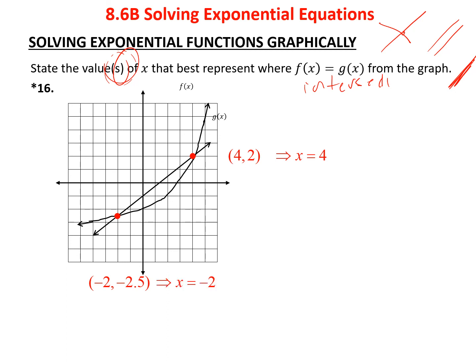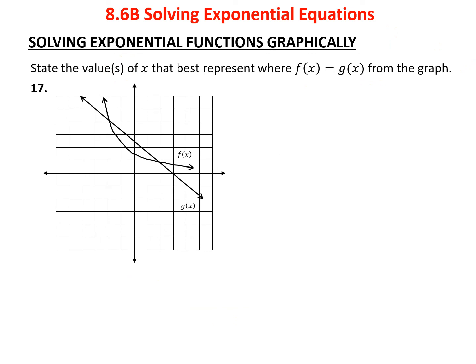Fairly simple, and that solution is x equals minus 2. So for these two graphs, the solution where f of x equals g of x, where they intersect, has two answers, and the answers are x equals 4 or x equals minus 2.